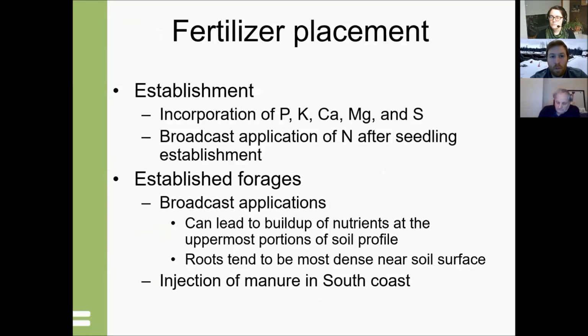So another thing to think about with our 4Rs is our placement. So during establishment, we can incorporate things like phosphorus, potassium, calcium, magnesium, and sulfur. But actually for nitrogen, we want to broadcast this after seedling establishment. And then in established forages, like I've said earlier, most of the time these will be broadcast applications, which of course can lead to a buildup of nutrients in the upper part of the soil profile. So those top 2 or 3 inches is where most of the nutrients are found. And you'll notice that those roots will tend to be most dense near the soil surface. And then in some established forages in the South Coast, there is injection of manure instead of broadcast applications sometimes.